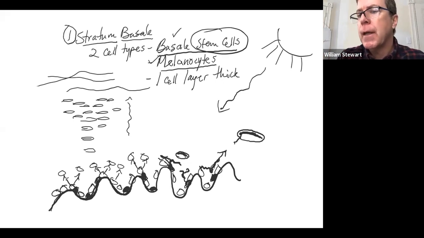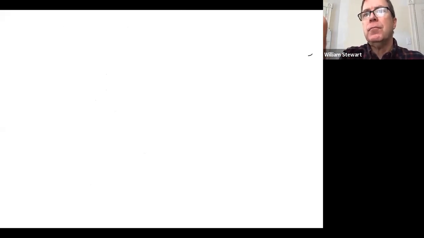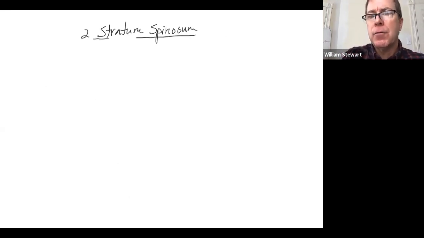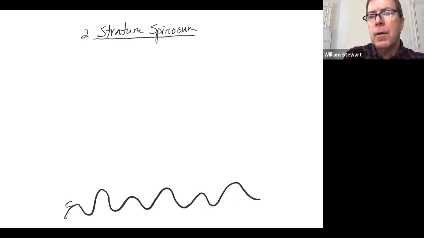Now I'm going to go on to layer 2, which is the stratum spinosum. So just above the stratum basal, let me draw my line down here again. Here's the stem cells. There's a melanocyte. It's a very thin layer. It's only 1 cell layer thick.